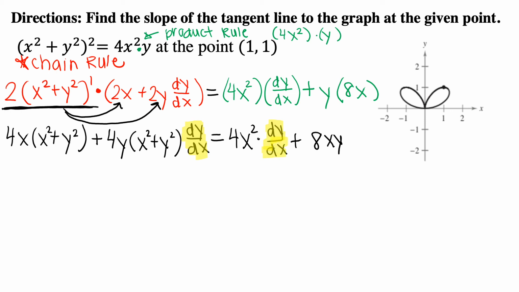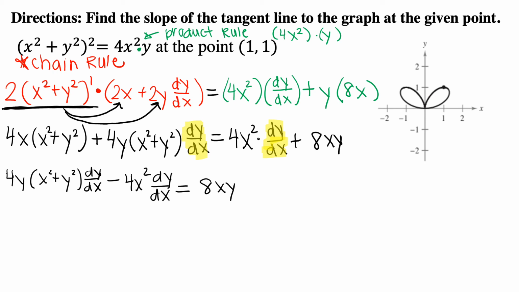From here, I'm going to identify my two dy/dx terms. Noticing that they're on two different sides, I'm going to do my best to move all my dy/dx to the left and all my non-dy/dx to the right. So keeping my first 4y times x squared plus y squared dy/dx on the left, I'm going to subtract my 4x squared dy/dx. Then on my right-hand side, I'm going to leave my 8xy, but I'm going to subtract my 4x times x squared plus y squared.